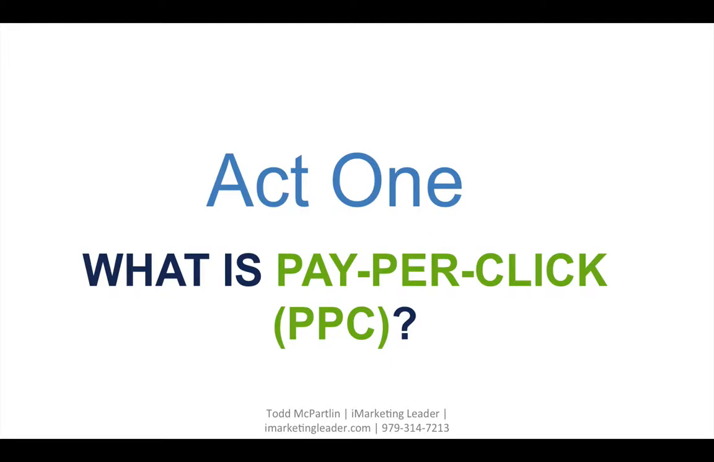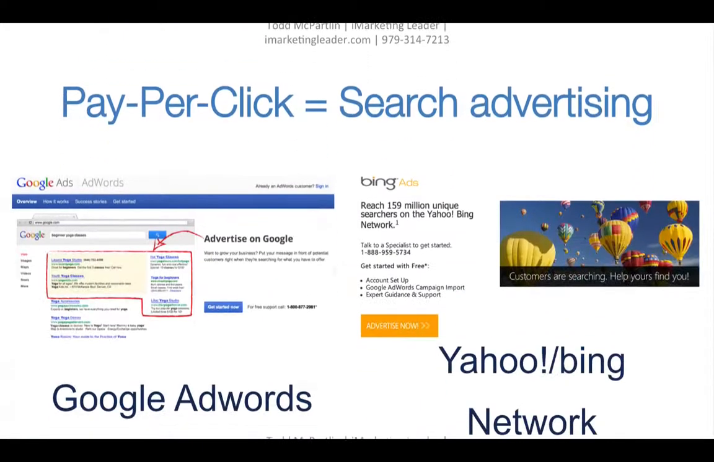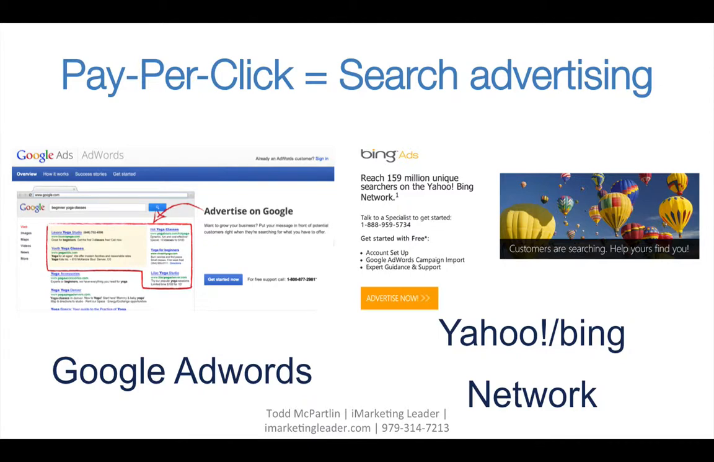So let's get in here. So Act 1, what is pay-per-click or PPC? Pay-per-click is really search advertising. So when you're out on Google, you have the AdWords side, and then you have the Yahoo/Bing network. Yahoo and Bing combined a while back. So that's one advertising platform.